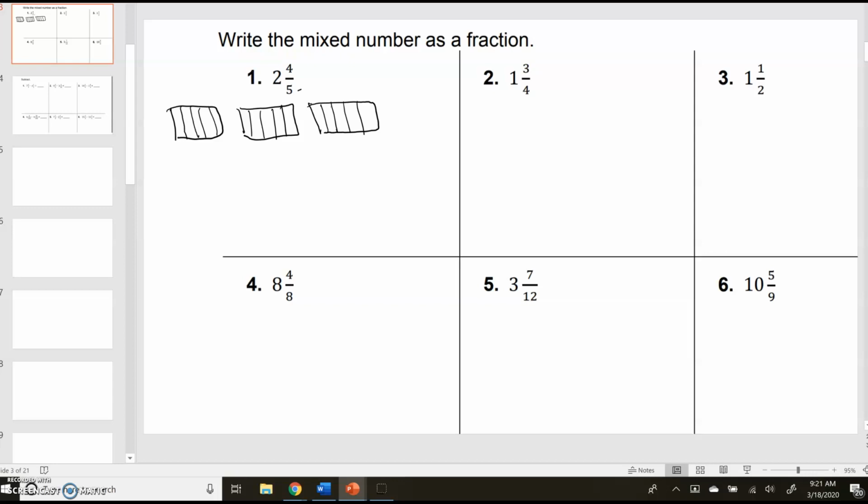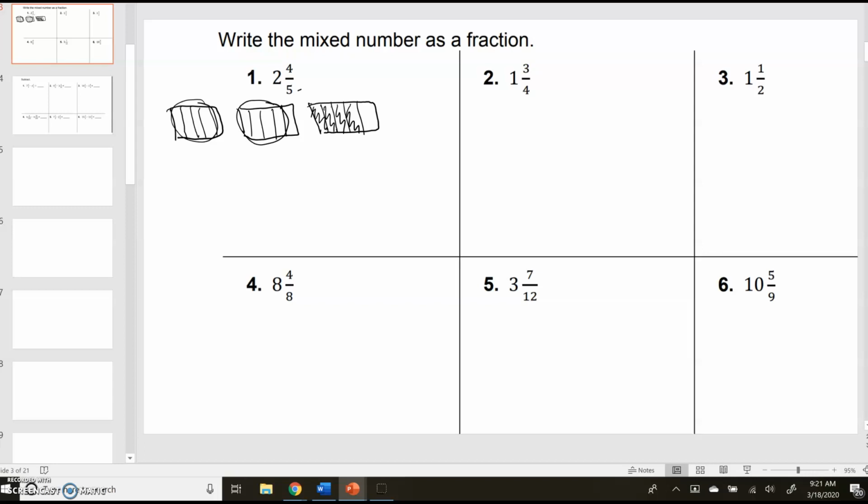Basically I'm saying, I have 2 whole candy bars, and then on the next candy bar, I have 4 fifths. And let's just say that 2 4/5 of the candy bar have nuts on it. So think about it as the sum of the whole and the fraction.